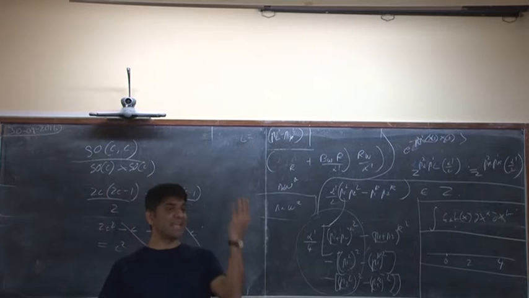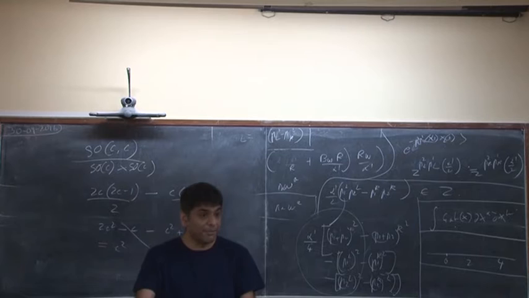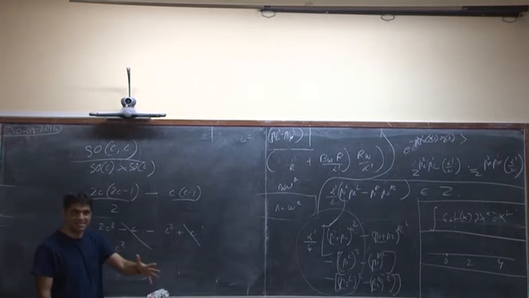It cares individually about PL squared and PR squared. Why does it care individually? Level matching only cared about the difference, but the spectrum cared about PL squared and PR squared separately. So it's just those SO(C,C) rotations, modulo the trivial ones, as far as physics is concerned.